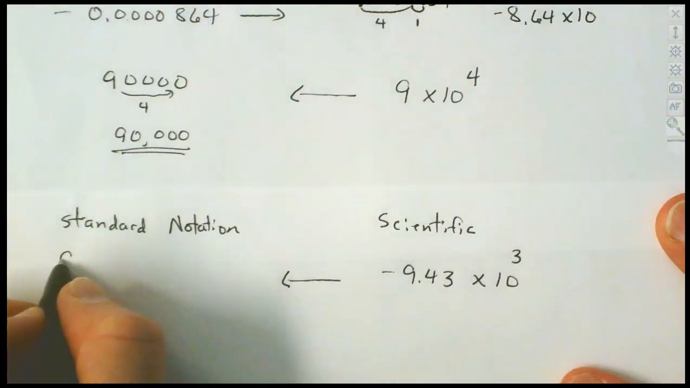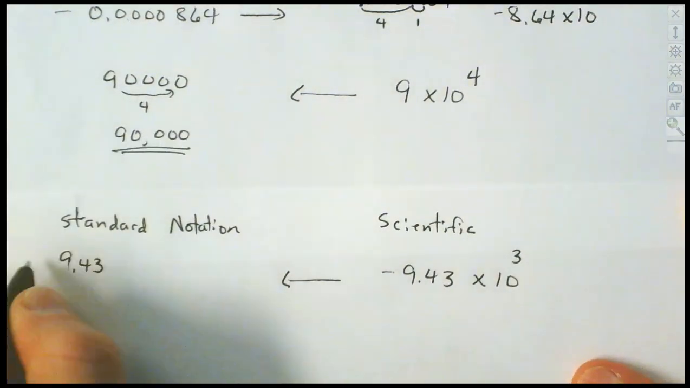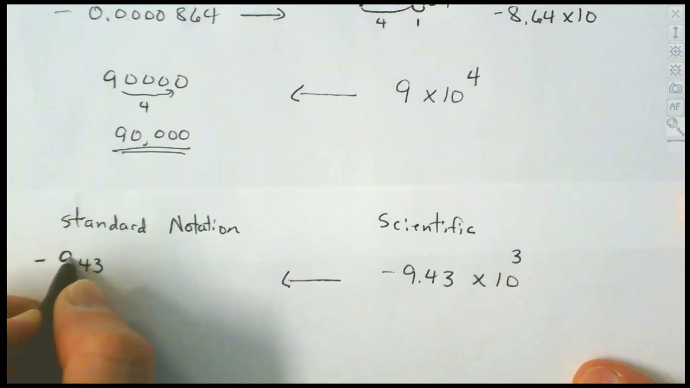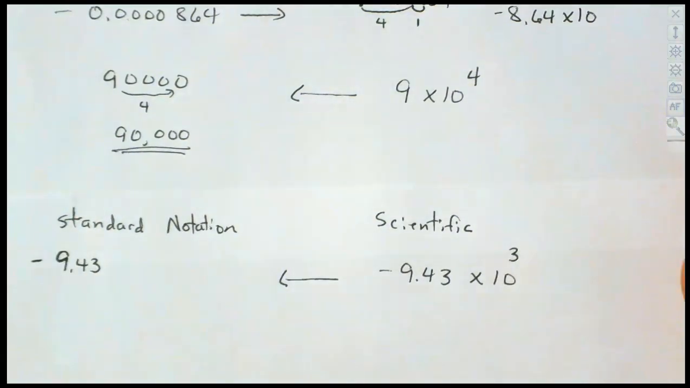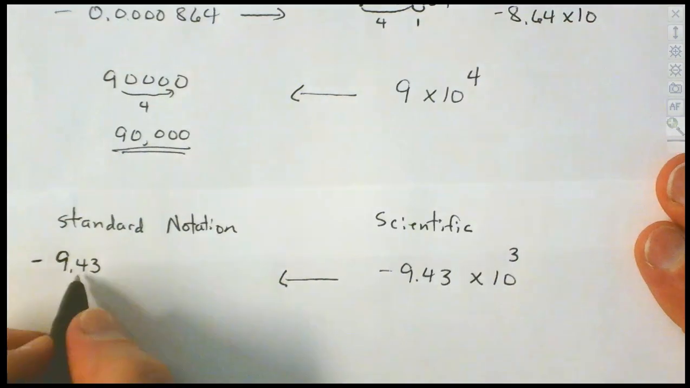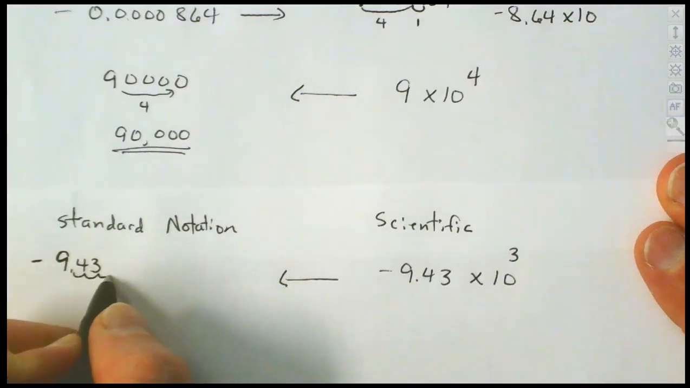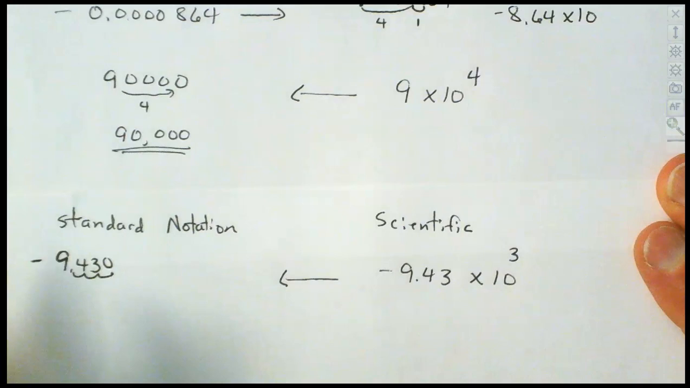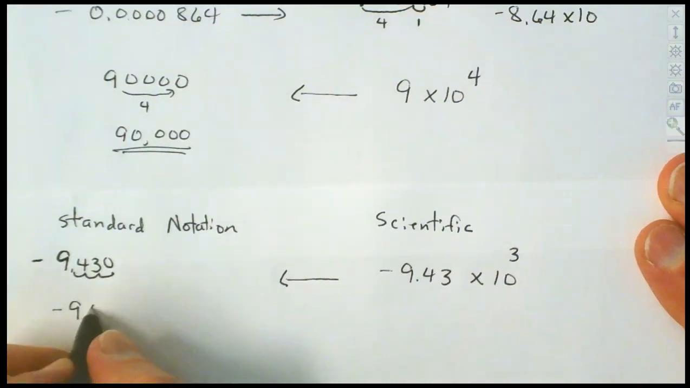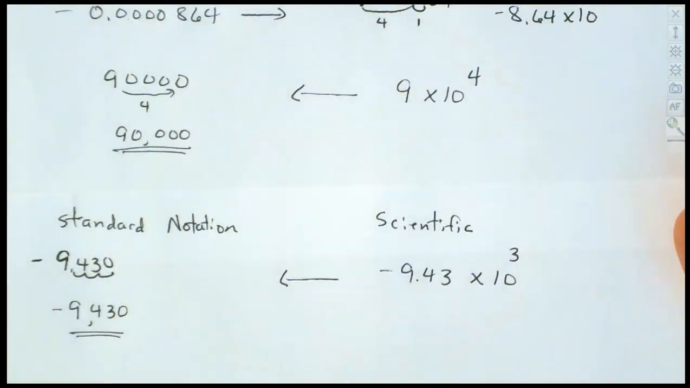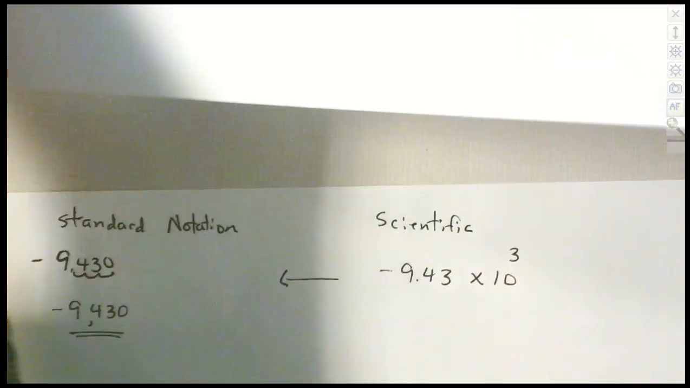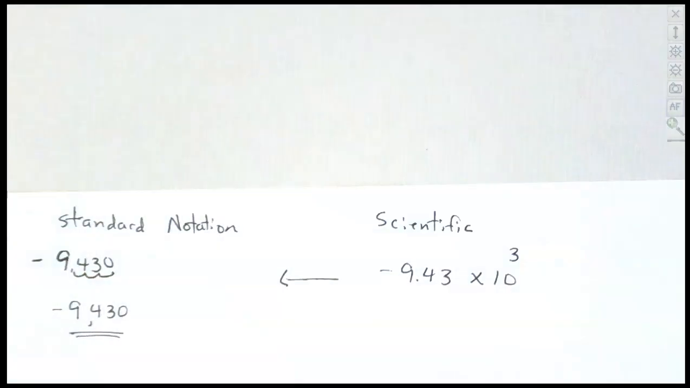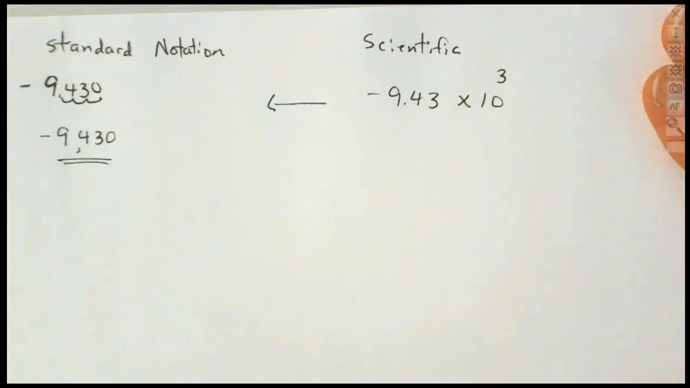Well, we've got 9.43. Now the negative just comes along with it. So it's just a negative number. That's fine. No big deal. We need to take this then 1, 2, 3 places. So add in your 0. So that would be then negative 9,430. And that would be your number then in standard notation. Let's do one more that's positive, and then we'll look at some negative exponents as well.